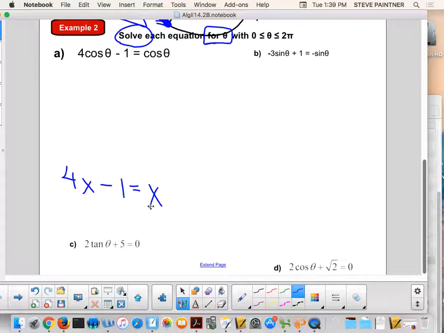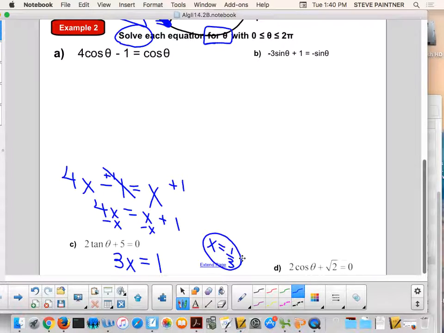You did this problem back in 9th grade. How did you solve for x in 9th grade? What? Divide by 4. Add 1. Okay, I heard a couple things. Add 1, I heard. Add 1. Okay, this is gone. Now what? 4x equals x plus 1. Now what? No dividing yet. Subtract x. Subtract x. What would you get? 3x equals 1. Divide by 3. The answer is x equals 1/3.